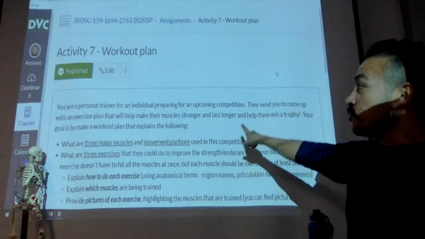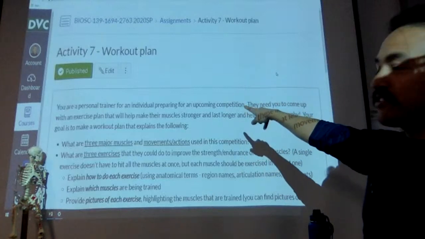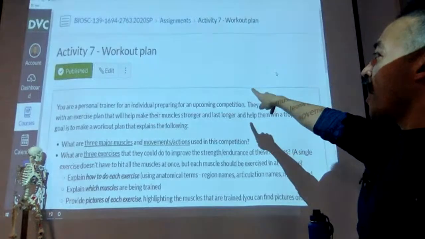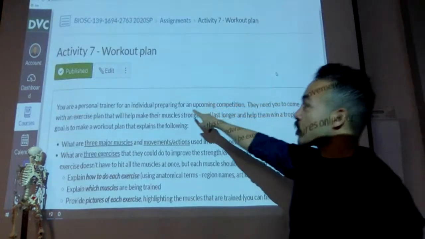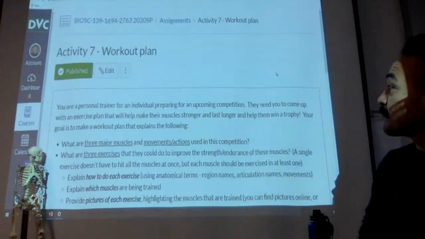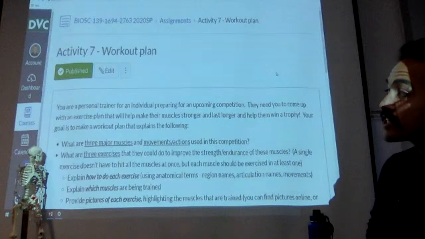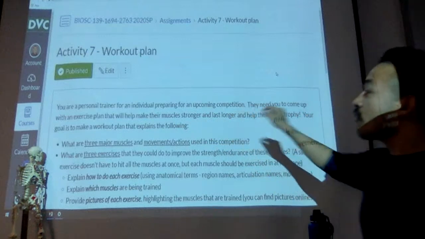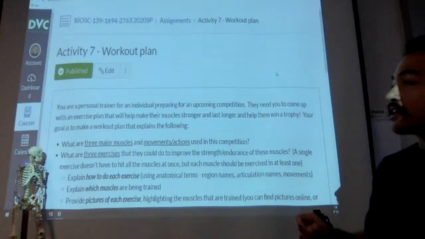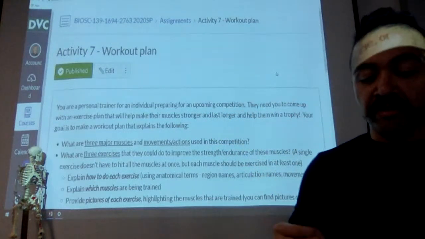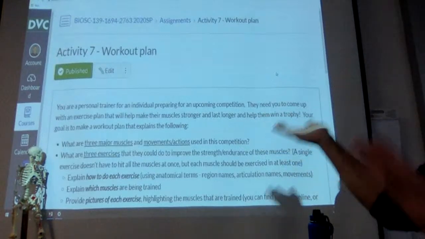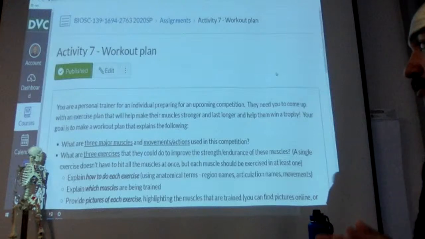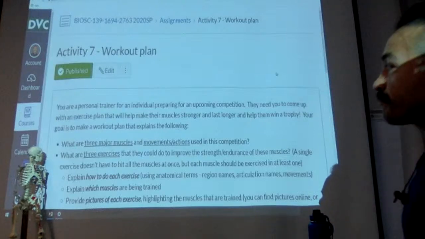What I'm asking you to do is act like a personal trainer, or maybe you want to be one, so that helps. You're a personal trainer for someone preparing for an upcoming competition. You need to come up with an exercise plan that strengthens the muscles for that particular competition. So I want you to create a plan for what exercises they should do to prepare for that specific competition.